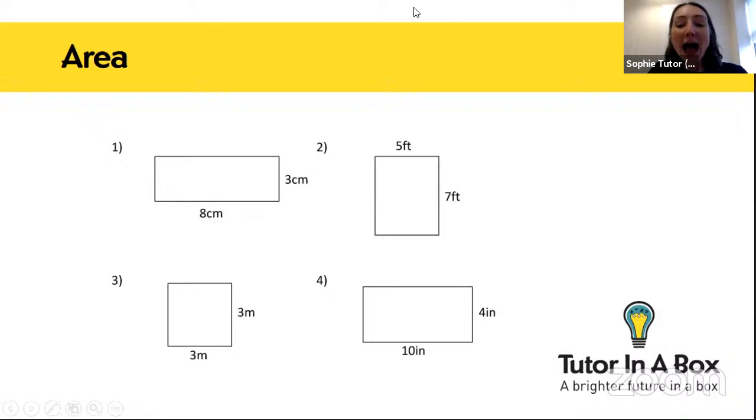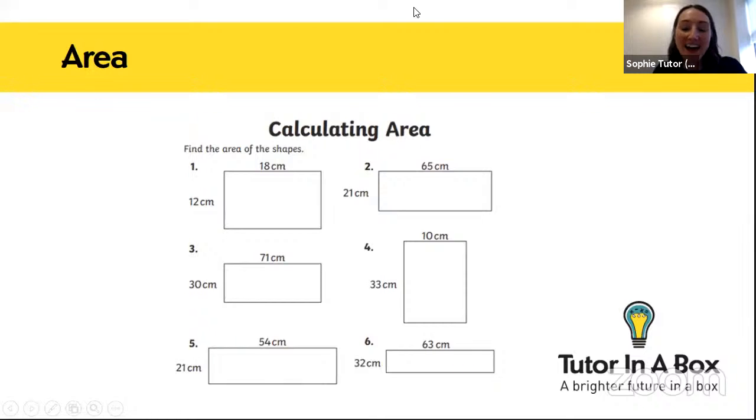Okay, let's do a couple more of these. So have a go at these for me. So again, there's no squares inside. So we've got to have a go at timesing them. So for example, for number 1, we would do 12 times 18.